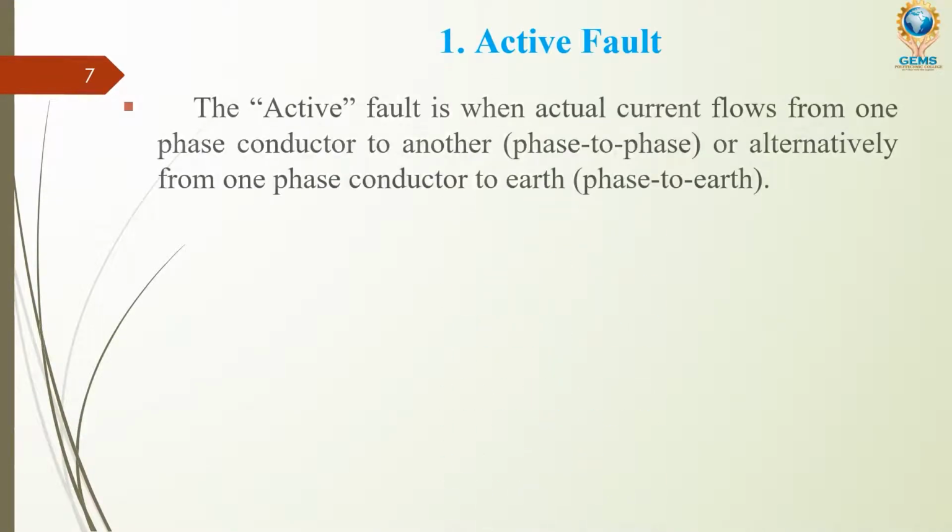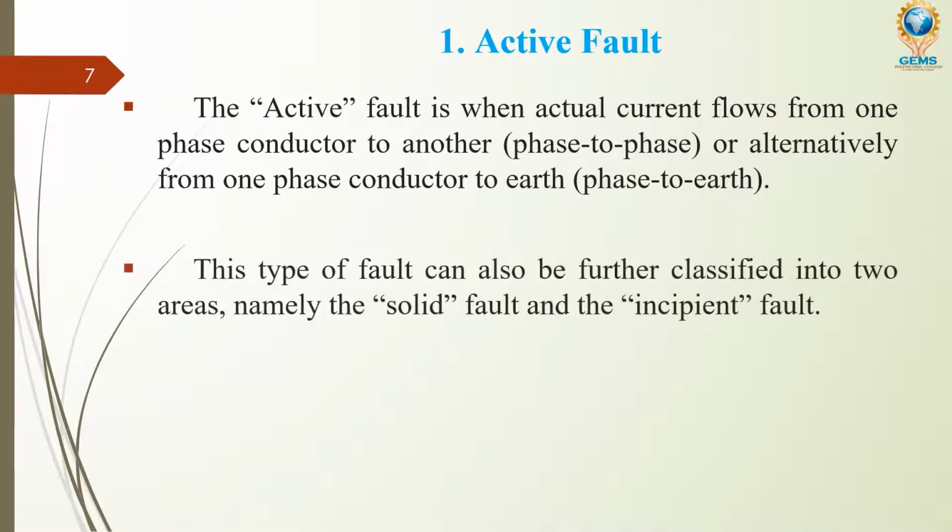First we will see active fault. Active fault means this will happen between phase to phase or phase to earth conductors. These faults are further classified into 2 types: solid fault and incipient fault. During this, current will flow from phase to phase or otherwise phase to earth.